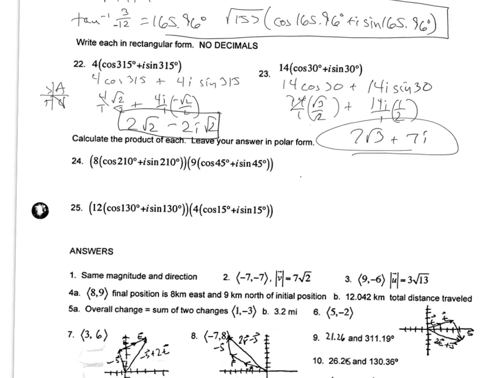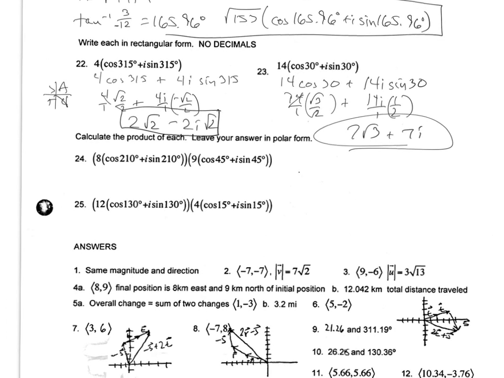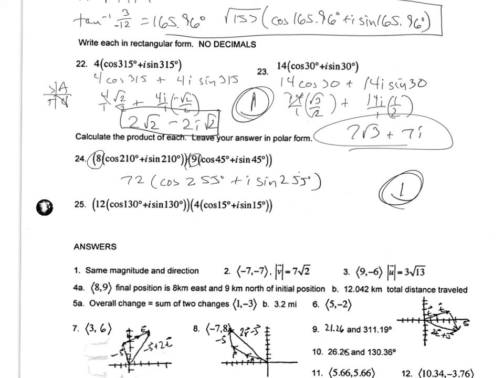Now we're going to multiply polars together. Remember, the trick is to multiply the radius numbers. So 8 times 9, that's your new radius. And then when you do the angles, you add them. So we would get the cosine of 255 plus i sine of 255. There's one question like this on the quiz.